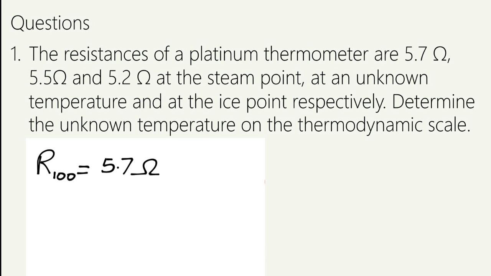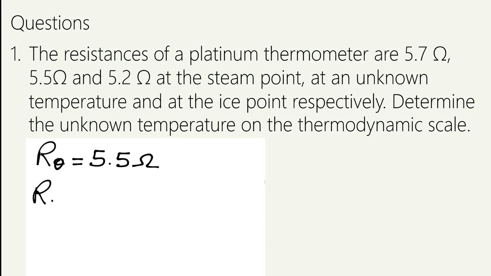Then if you follow through, at the unknown temperature it's 5.5. So we say the unknown temperature is theta. The resistance, that is R theta, equals 5.5 ohms. And then the resistance at the ice point, which is R naught, equals 5.2 ohms. Now the question says, determine the unknown temperature on the thermodynamic scale.